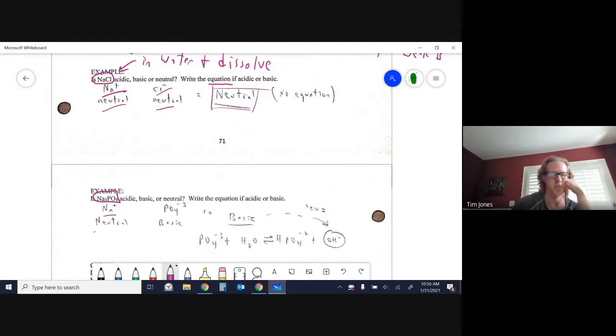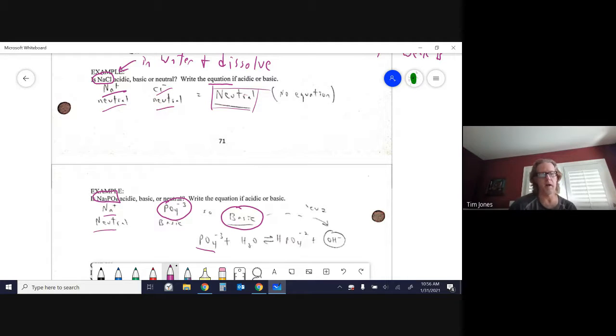Sodium is just like before, it's neutral. But now we've got this phosphate. Phosphate is in the basic part of the chart, so the solution will be basic. And the way you show that is you take the ion and you show it being a base.